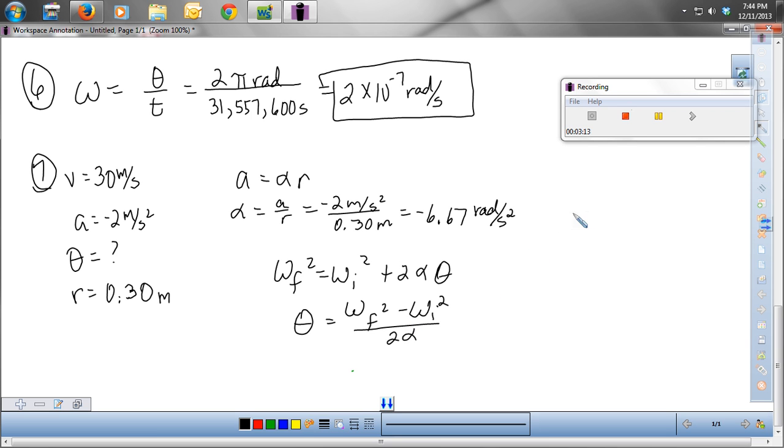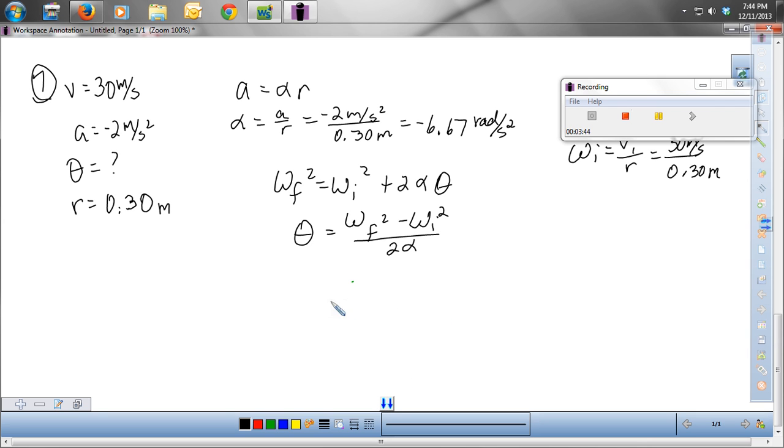I know what v is. Well, someone told me that v is equal to omega r. So omega I is going to be vi over r. Vi was 30 meters per second, and r was 0.30. So I can do that now.